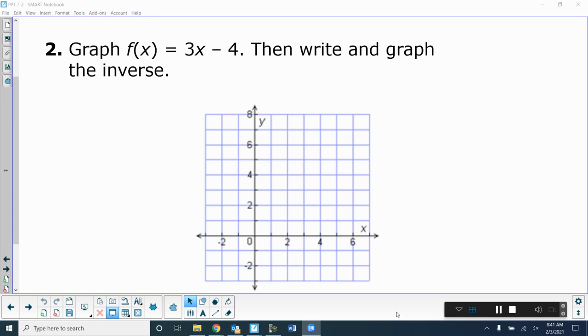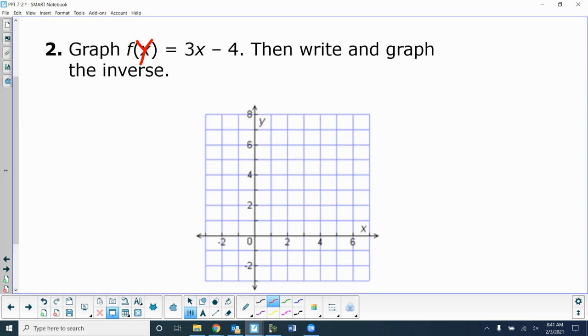Okay, so we think of f of x not as f of x, we think of it as y equals, right? So then to find its inverse, what do we do? Switch the x and the y, right? Just the x and the y you switch.